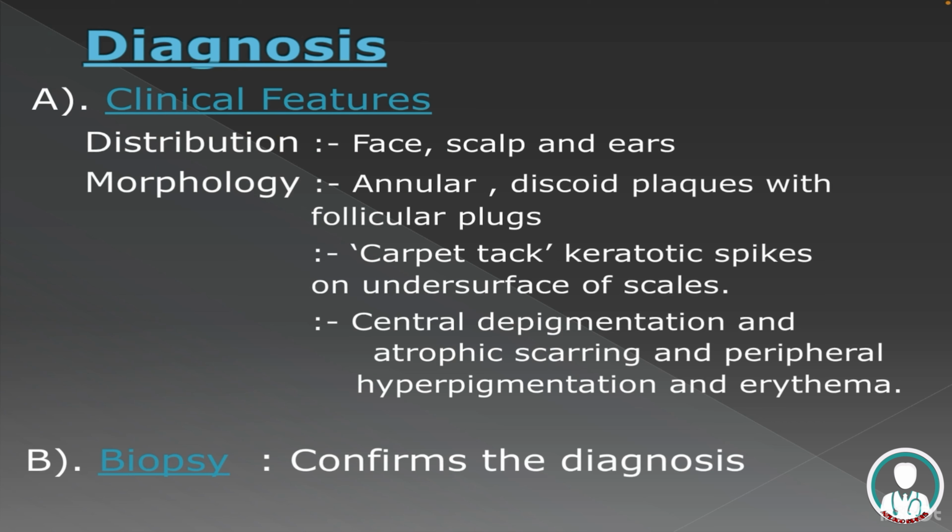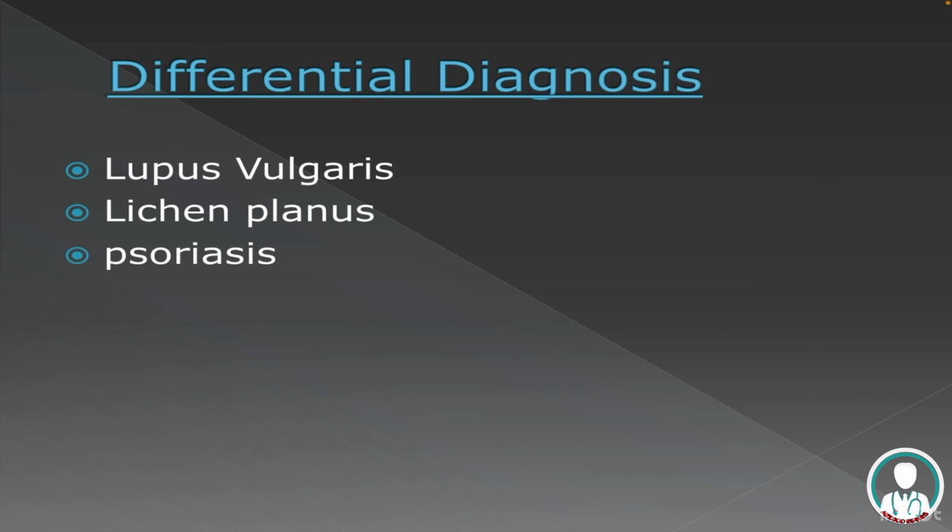For diagnosis, we have clinical features and biopsy. The face, scalp and the ears are the distribution sites. Morphology wise, annular discoid plaques with follicular plugs are seen. Carpet tack keratotic spikes on the undersurface of the scales are seen. There is central depigmentation and atrophic scarring and peripheral hyperpigmentation and erythema. And biopsy helps in confirming the diagnosis. The differential diagnoses of discoid lupus erythematosus are lupus vulgaris, lichen planus and psoriasis.